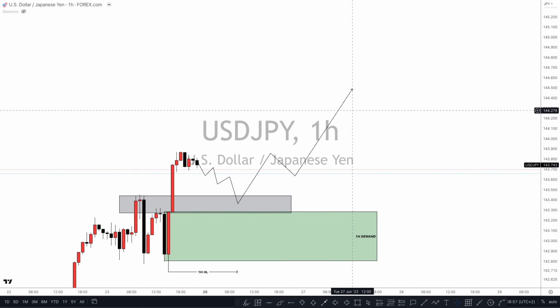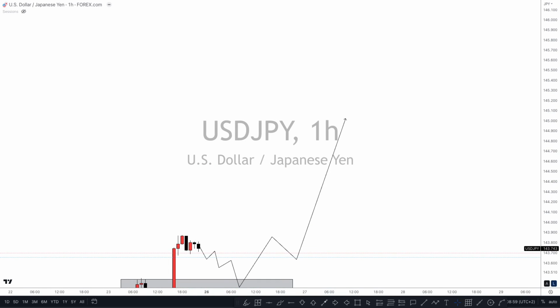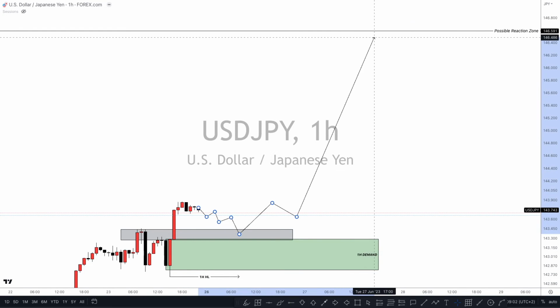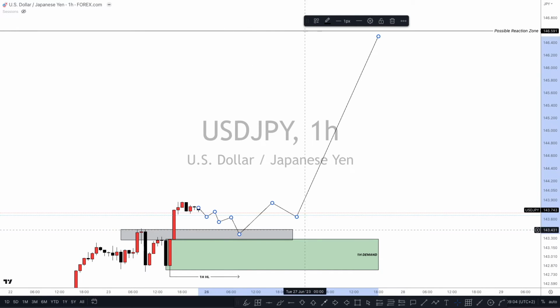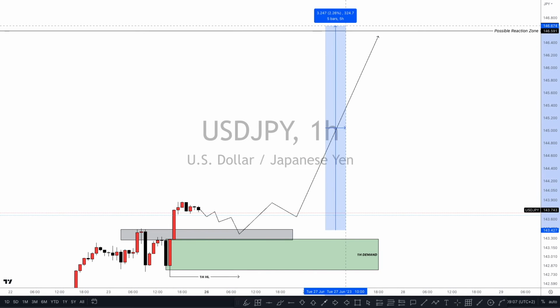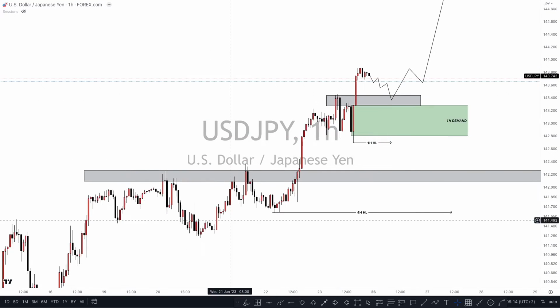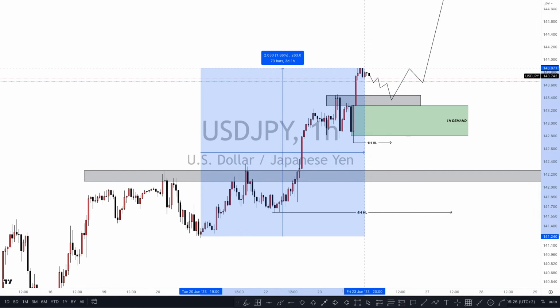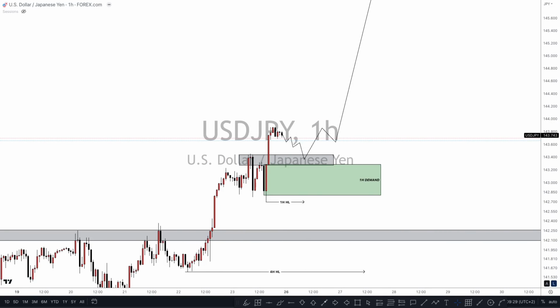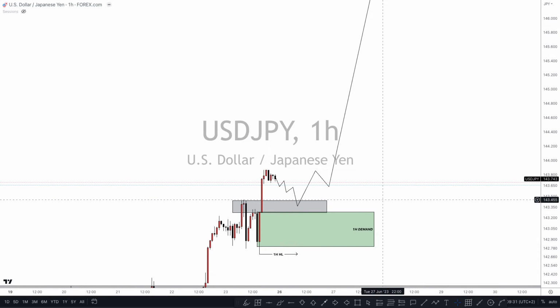Not forgetting that we do have our possible reaction zone, the top there, which I believe will be a little bit far-fetched, but we will see. It's like 300 pips. Can we get 300 pips this week? But I mean, we got 300 pips last week. The week started on the 19th, which was just here, and I believe from here to here we did get 262. If we can get another 262 move to the upside, we'll be good.